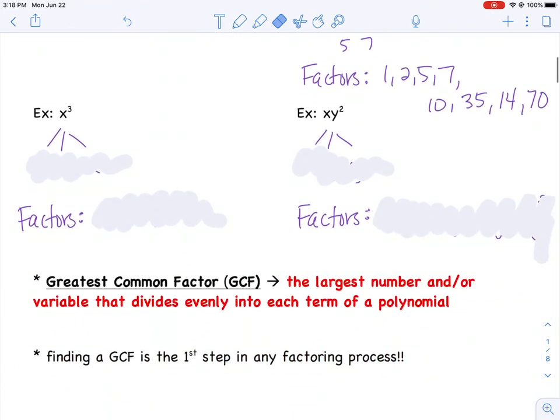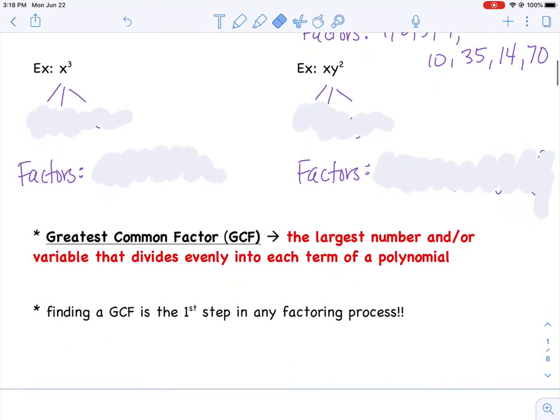What happens if we start to add variables? For example, if I have an x cubed. Well, we can break down an x cubed into an x times an x times an x. So actually the factors of x cubed, what can I divide x cubed into equally, would be x, because x can go into x cubed, x squared, because x squared can go into x cubed, and also x cubed can go into x cubed. So the factors of x cubed would be x, x squared, and x cubed.